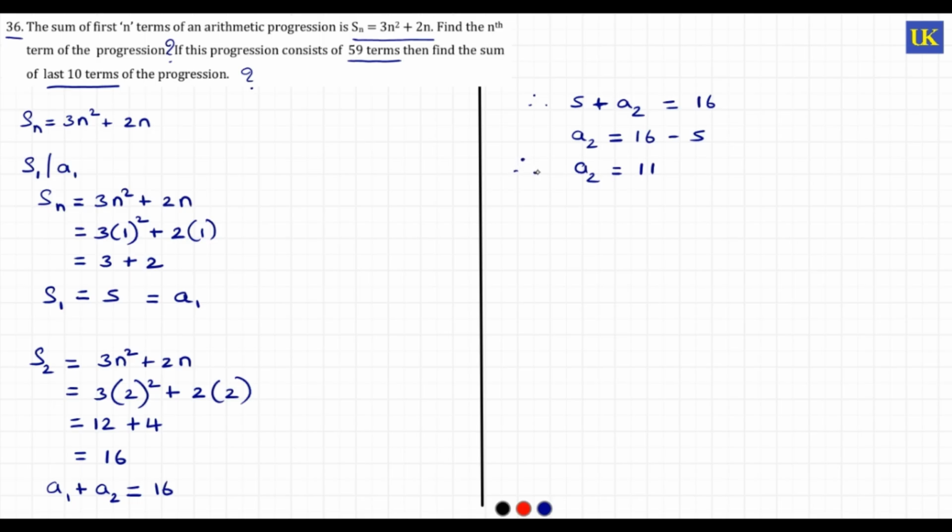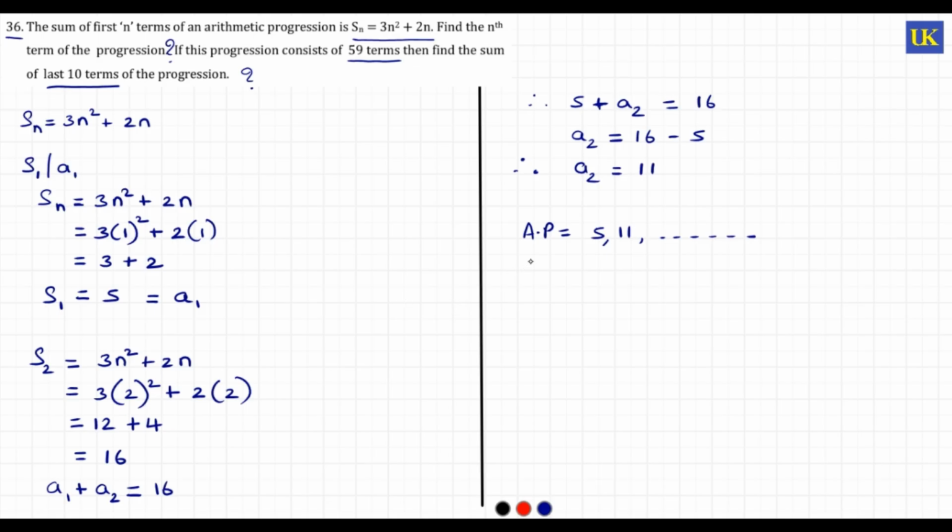So now what essentially we have is, we have A1 as well as A2. We know that A1 value is 5 and A2 value is 11. So we know the series now, right? So we know the series. The AP looks like, first is 5, 11, and then it will go on.